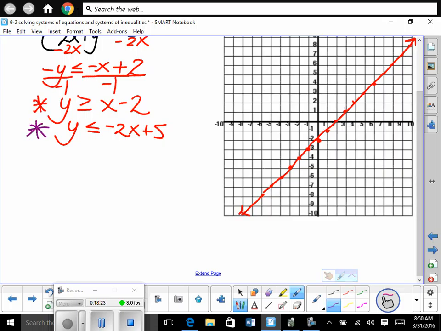I'm going to graph this line, so we're going up 5. Then our slope is negative 2, so that means you go down 2 over 1, down 2 over 1, down 2 over 1, up 2 over 1. Okay. And it's equal to as well, so we have a solid line. Okay, so now, get that far and then we'll shade, because the shading's the hardest part.